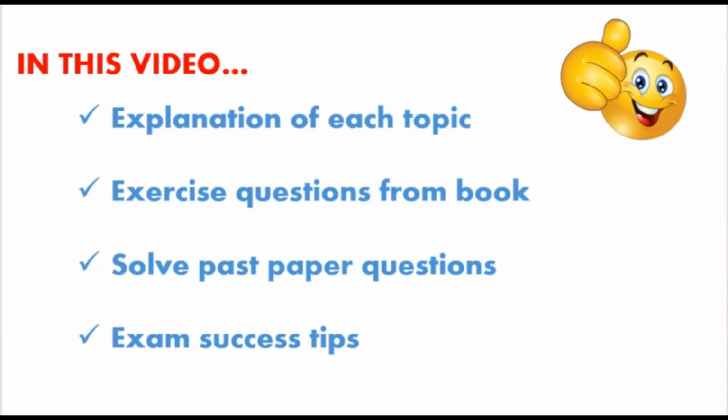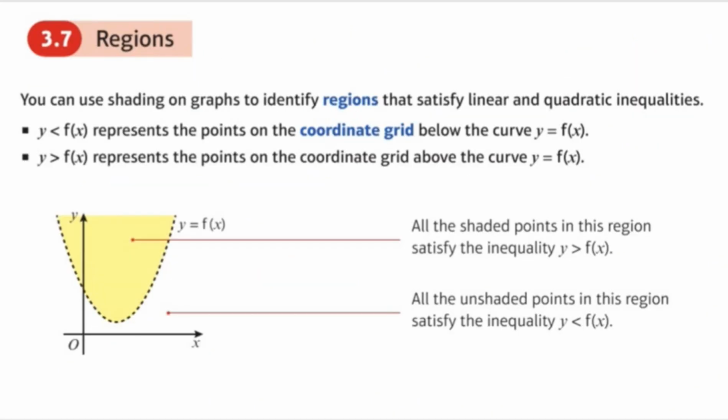We will go through each topic step by step. We'll do some exercise questions from the book and we'll solve some past paper questions. At the end of the lesson, we will discuss some exam success tips. Let's start our journey. Topic 3.7 is regions.